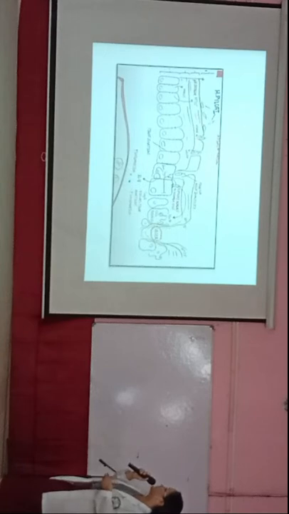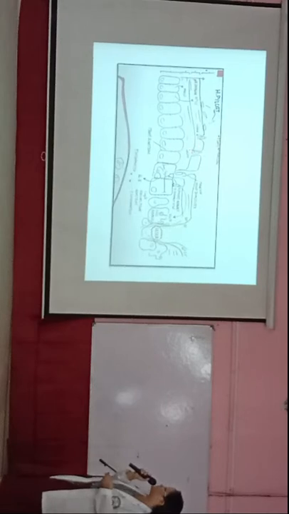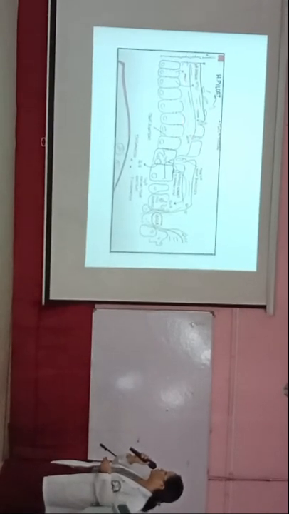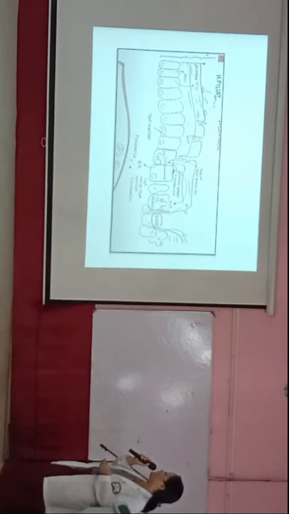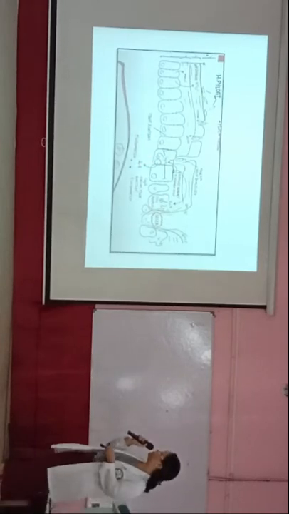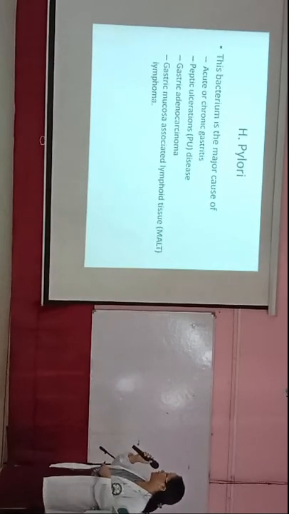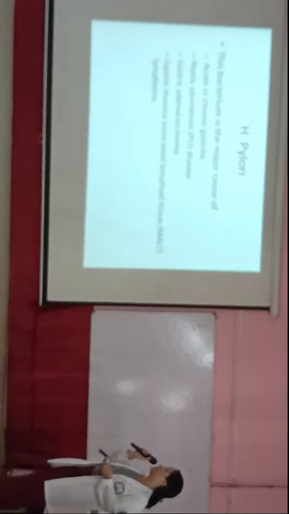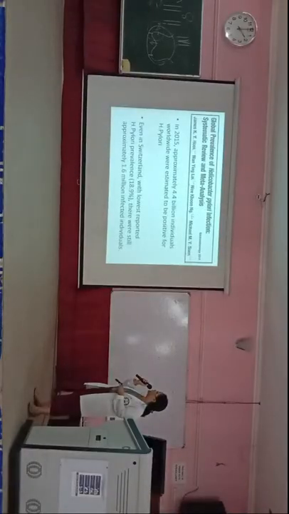So it can very well traverse through the gastric juice, the acidic juice, then through the mucus, get attached to the epithelium, and release proteins called CagA and VacA, disrupt the tight junctions of the cells, and cause inflammation, apoptosis, ultimately ulcer. So this is the major cause of chronic active gastritis, peptic ulceration, gastric adenocarcinoma, and a kind of lymphoma called MALT lymphoma.